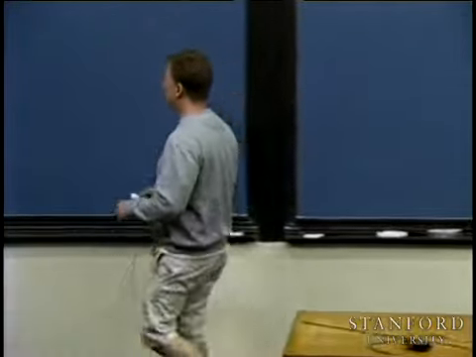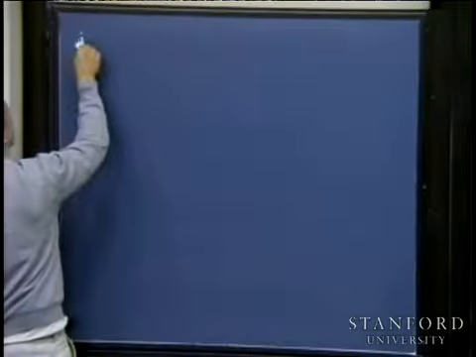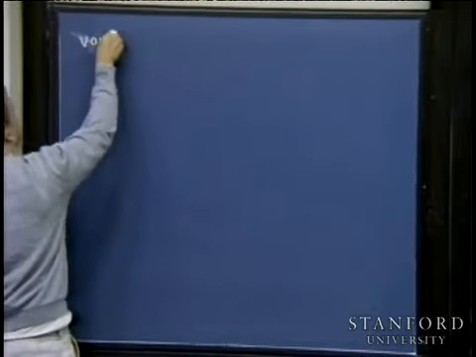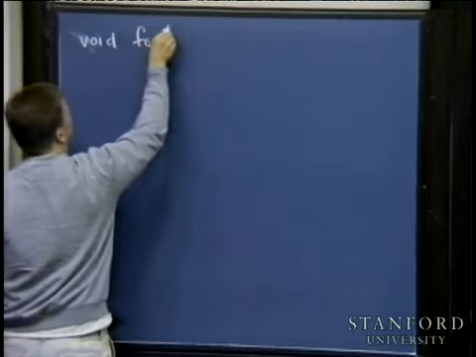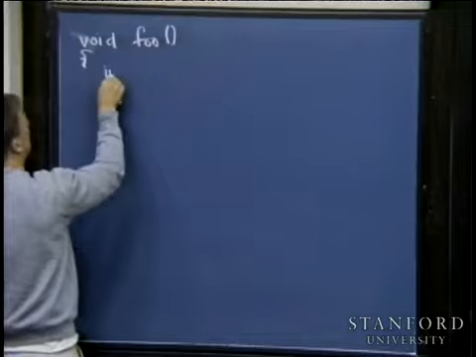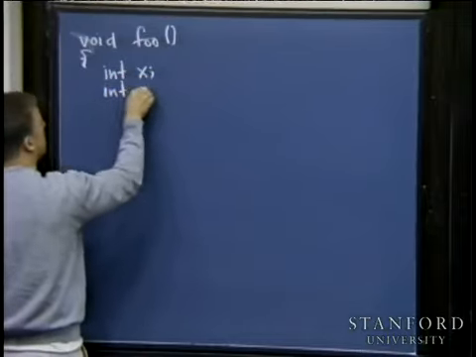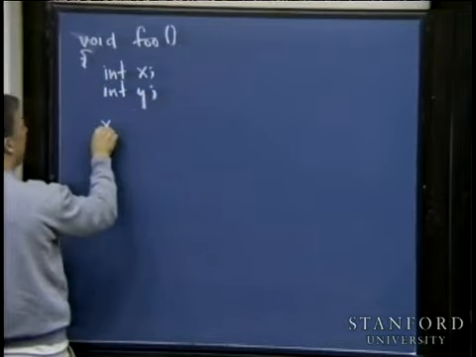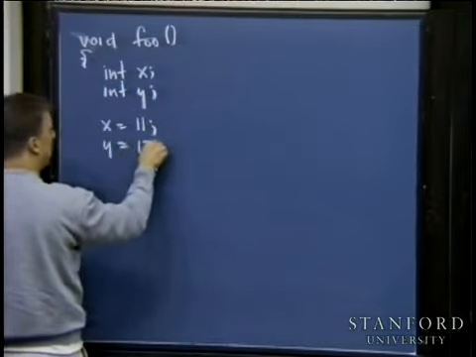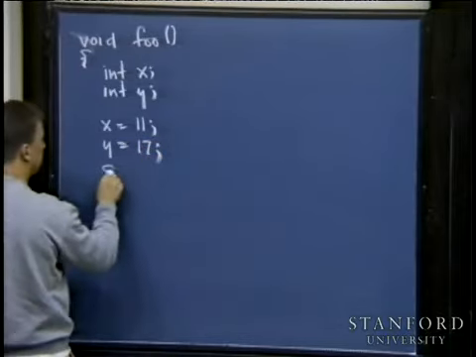So let's deal with this scenario. A void function, I'll just say foo, and I'll concern myself with the allocation of two local variables. I'll set x equal to 11, I'll set y equal to 17, and then I'm going to call this swap function.